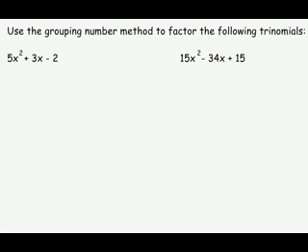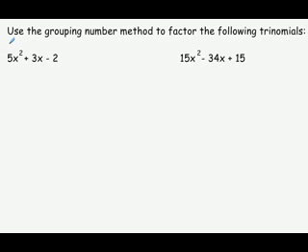In the following examples, we're asked to use the grouping number method this time to factor the following trinomials, and in the first case we have 5x squared plus 3x minus 2. The grouping number method always starts the following way.